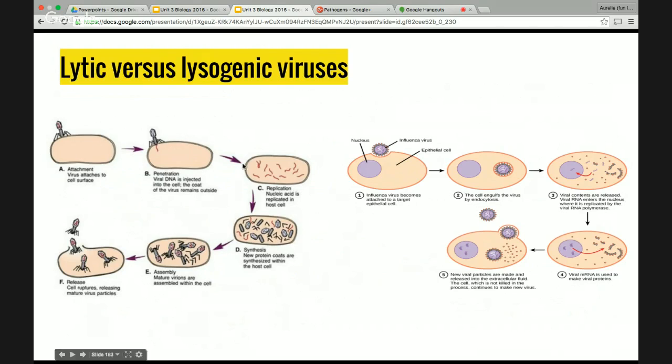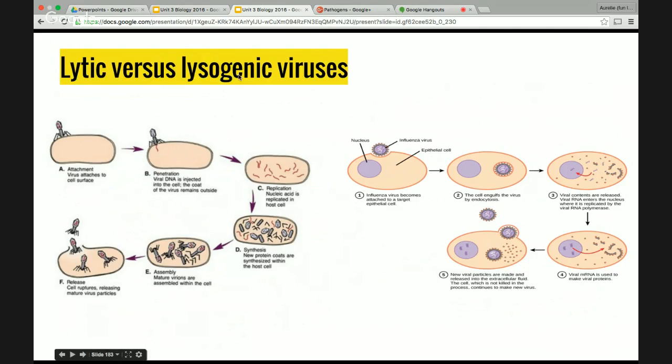After the virus has infected the cell, divided and multiplied, when it's ready to infect other cells, what they do is break the cell open, rupture the cell, lyse the cell membrane, and escape. They then go and infect neighboring cells. Those are lytic viruses because they actually lyse the cell to escape.